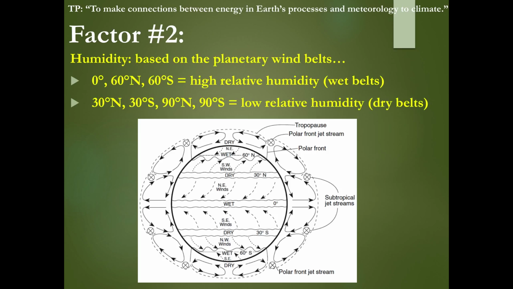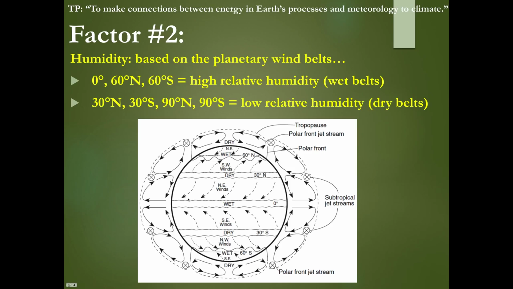Factor number 2, humidity. Based on the planetary wind belts, 0 degrees, 60 north, and 60 south will give you high relative humidity, your wet belts. 30 north, 30 south, 90 north, and 90 south will give you low relative humidity. Those are your dry belts.